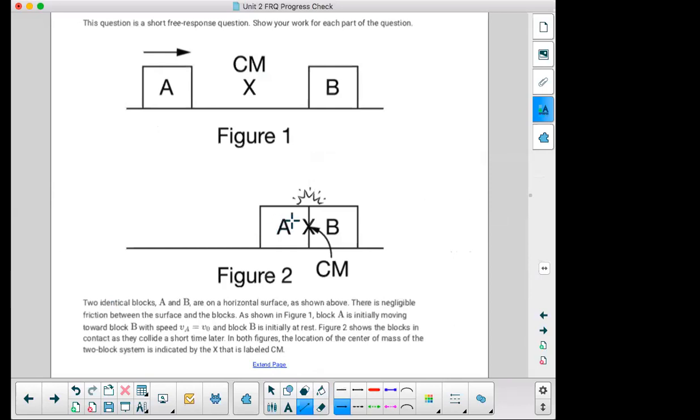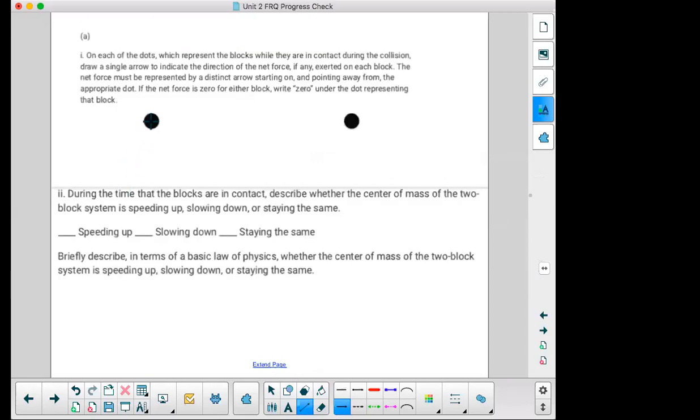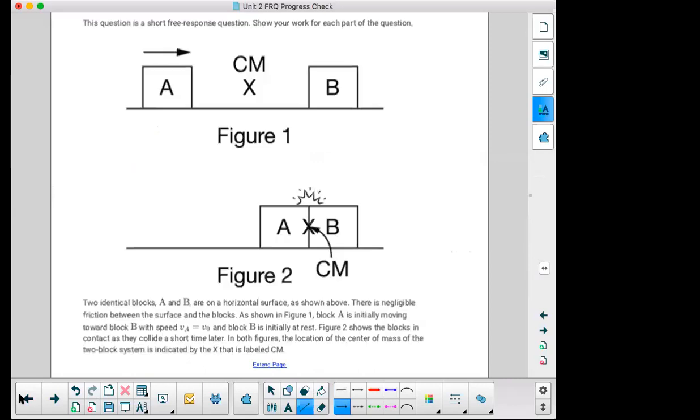This block here, what is the direction of the force on it? When it hits block B, what is the direction of the force on A? I want to say right, because it's still climbing, but would it be left?